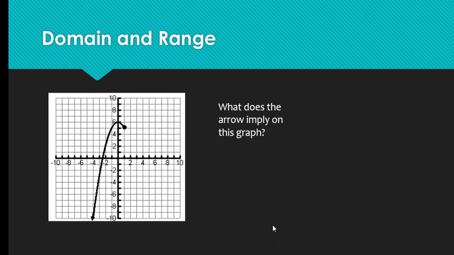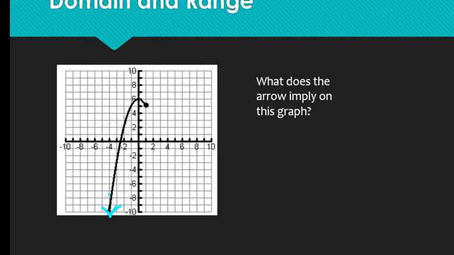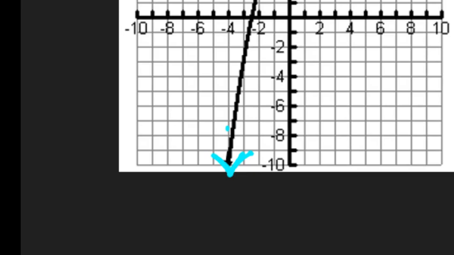Okay, what does the arrow imply on this graph? Just in case you don't see it, it's right here. That implies that the graph does not stop there. It keeps going and going on and on forever and ever in that direction, which means that our graph will continue to go down in the negative y direction and to the left in the negative x direction, right? So we have no boundary to the left and we have no boundary to the bottom.